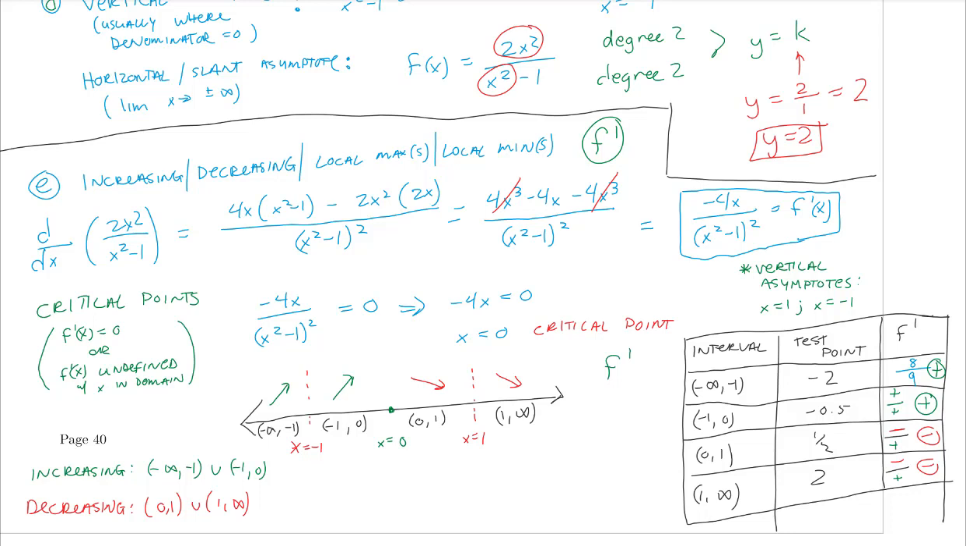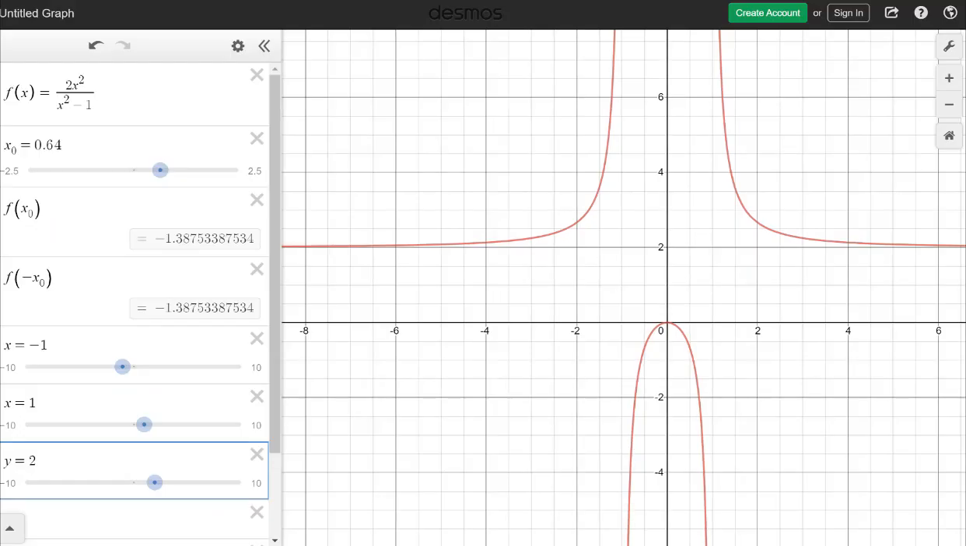Now we have one last question here. We need to identify any local extrema, and we do that by taking a look at our critical points, and we need to classify them. And we can see here, using the first derivative test, since it's increasing on the left and decreasing on the right, this critical point must be a maximum. So we should say that we have a local maximum at x equals 0. And if we take a look at the graph, there's our local maximum at x equals 0.